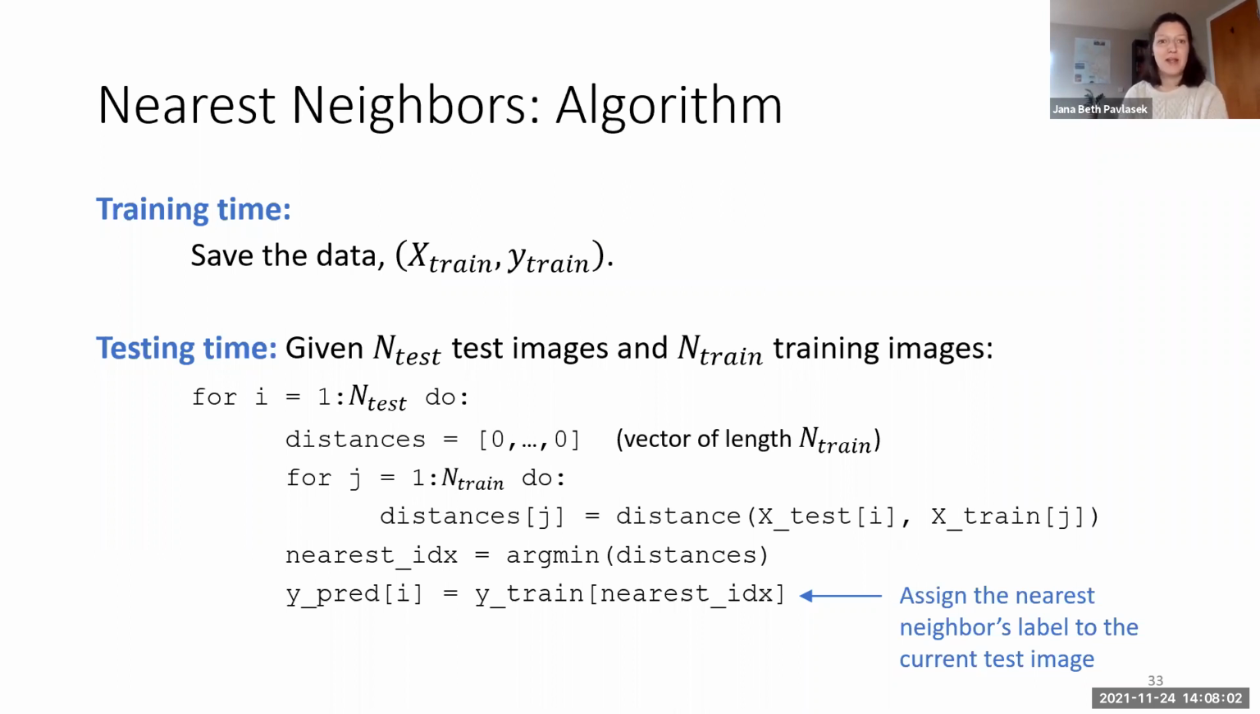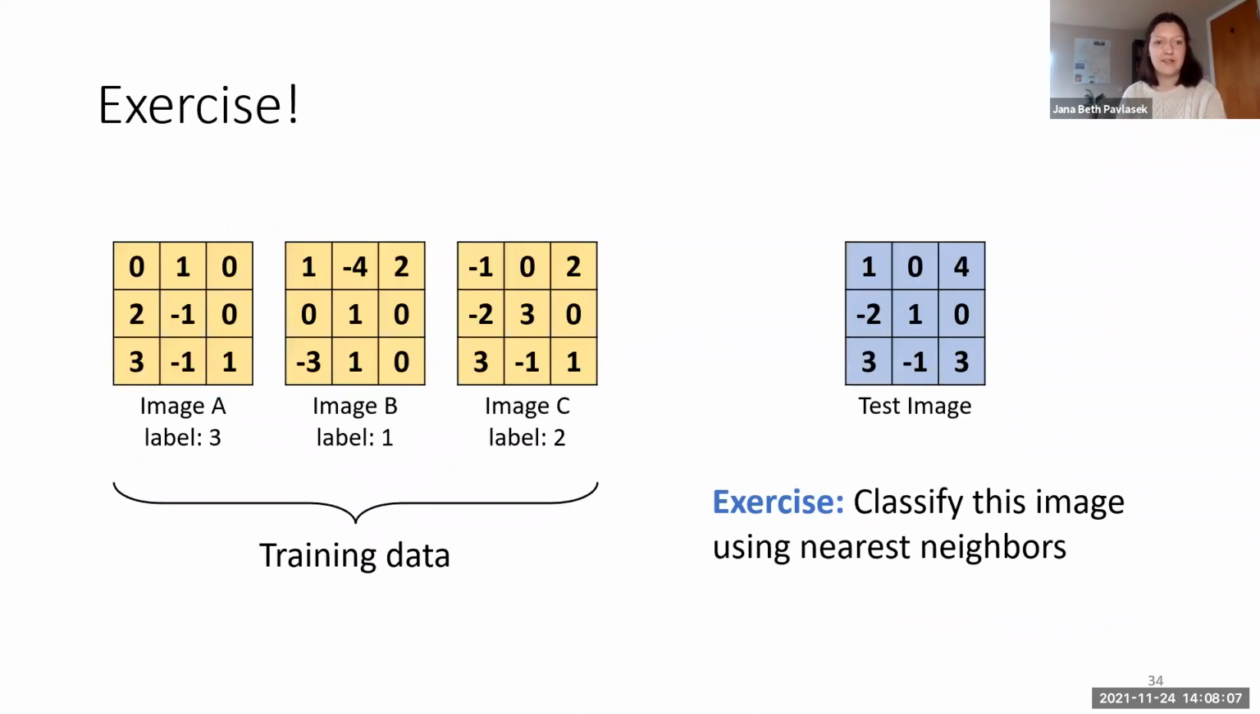So let's go through a small example of that. We'll do a little exercise. If you're watching at home, you can pause here and try to classify this test image using the nearest neighbors algorithm, given these 3 training images. I gave them labels here underneath them. You can pause and try doing that at home, but I'll go ahead and go through the solution.